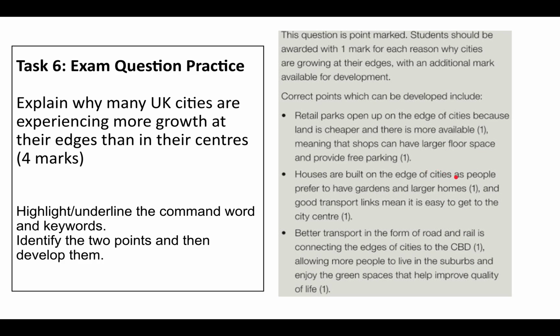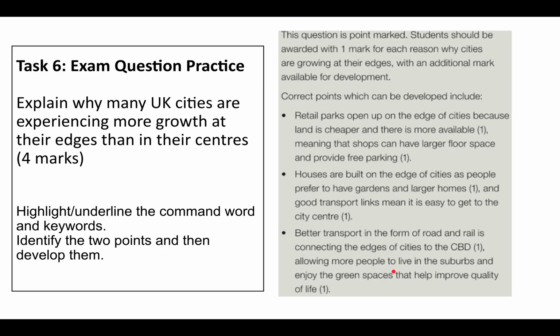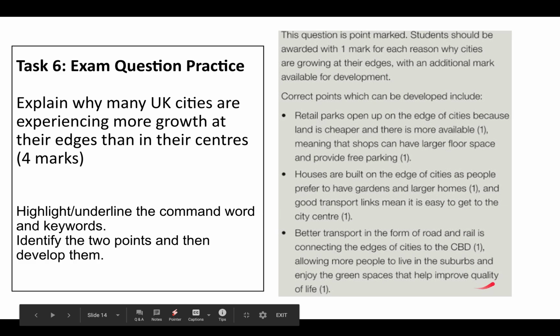Houses are built on the edges of cities as people prefer to have gardens, larger homes, more space. And that's possible because they've got good transport links, making it easy to get into the city centre. Better transport is also a cause of that. So you've got this working in both directions. You've got first, houses are built at the edges, and that means that the easy transport makes it attractive. And equally, having better transport means that the edges of the city are better connected to the central business district, and that lets people live in the suburbs and work in the city, and it improves their quality of life. This is a huge motivating factor for people.